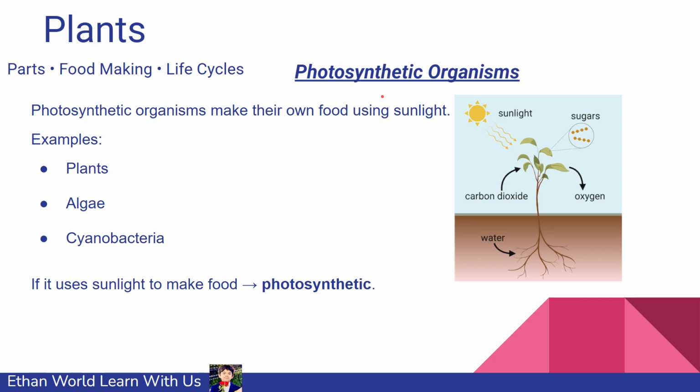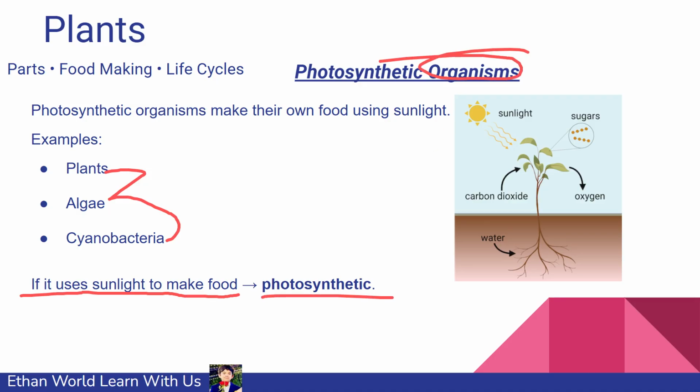Okay, now let's talk about photosynthetic organisms. Photosynthetic organisms make their own food using sunlight. Examples: plant, algae, and cyanobacteria make their own food using sunlight, which is called the process of photosynthesis. If it uses sunlight to make food, it is a photosynthetic organism.